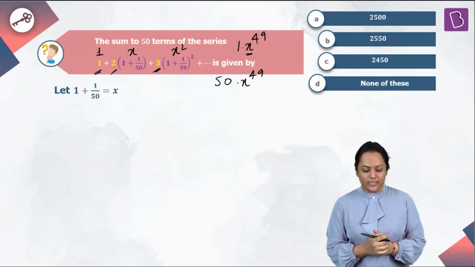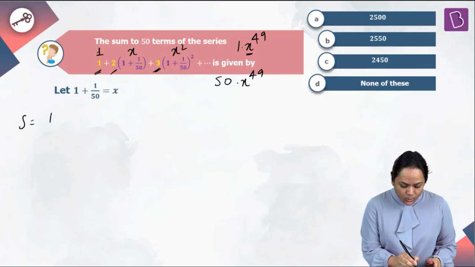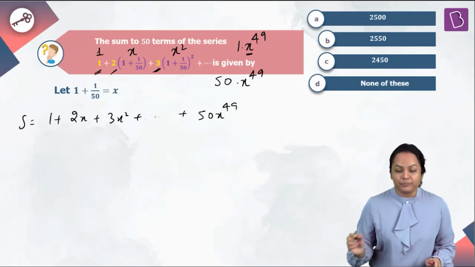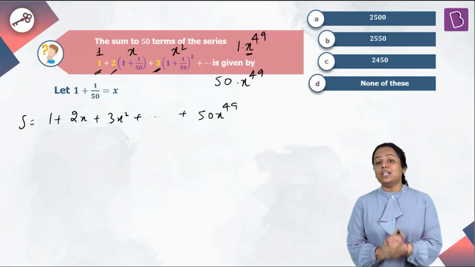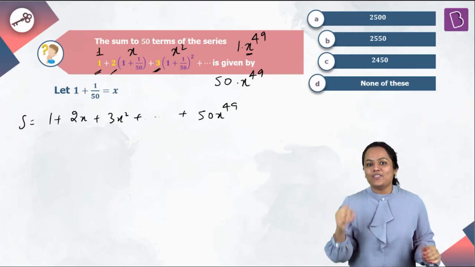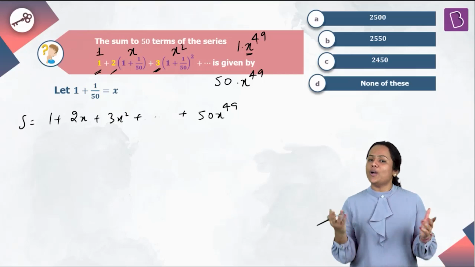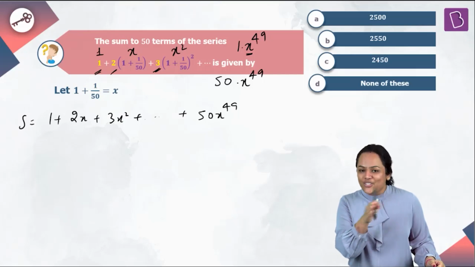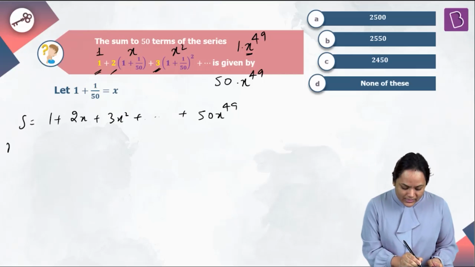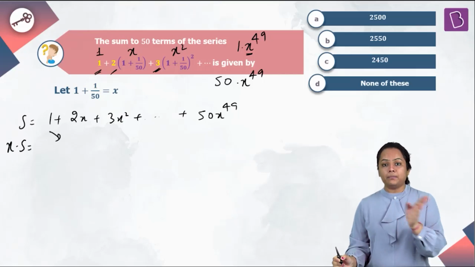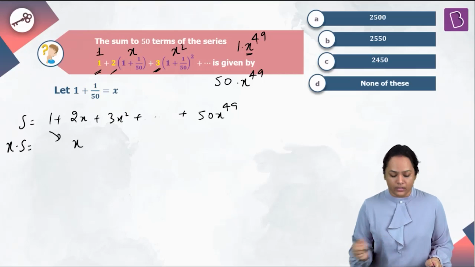So let's start the sequence. S will be equal to 1 plus 2x plus 3x square till 50x raised to 49. This is my AGP. Now what? How do we solve AGP? Well, we multiply the AGP by common ratio of GP. And what is the common ratio? X. So let's multiply by X, but you have to remember, we have to shift the terms. That's correct. So this is S multiplied by X. I am shifting the terms. 1 multiplied by X will become X over here.